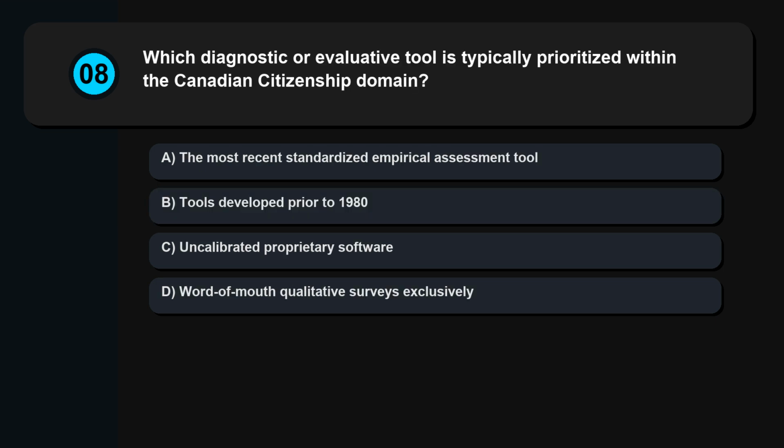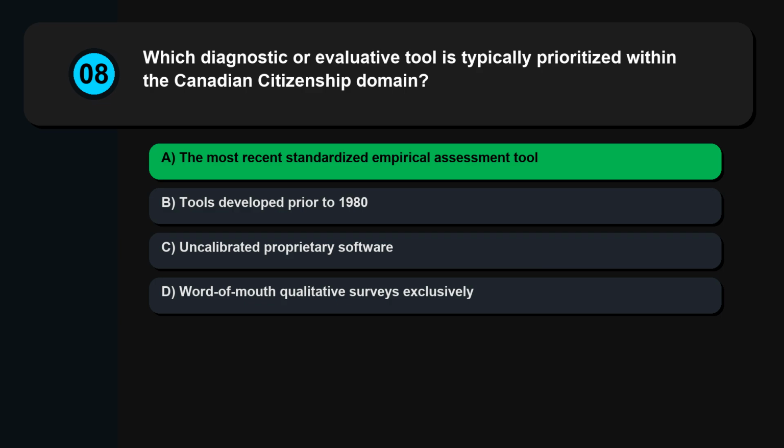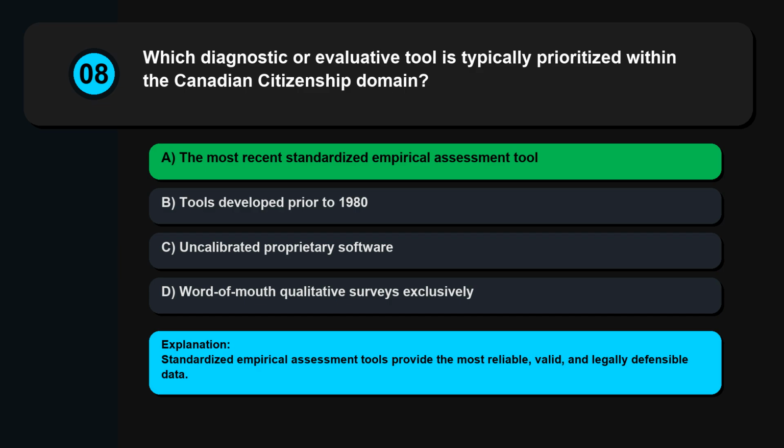Question 8. Which diagnostic or evaluative tool is typically prioritized within the Canadian citizenship domain? The most recent standardized empirical assessment tool, tools developed prior to 1980, uncalibrated proprietary software, word-of-mouth qualitative surveys exclusively. Standardized empirical assessment tools provide the most reliable, valid, and legally defensible data.